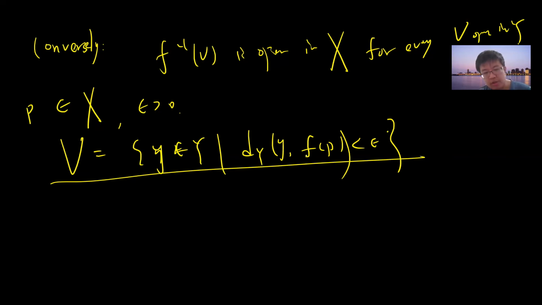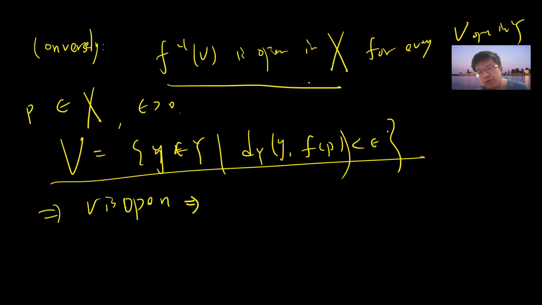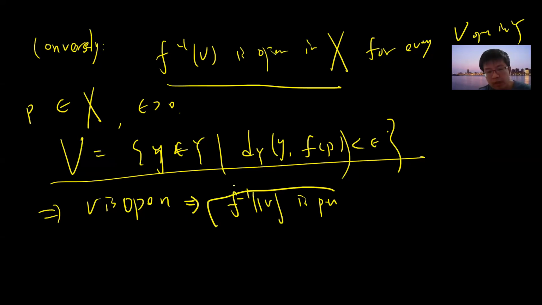Now this is an open ball in Y, so V is open. So by definition, by your results, f inverse of V is open. So f inverse of V is open.